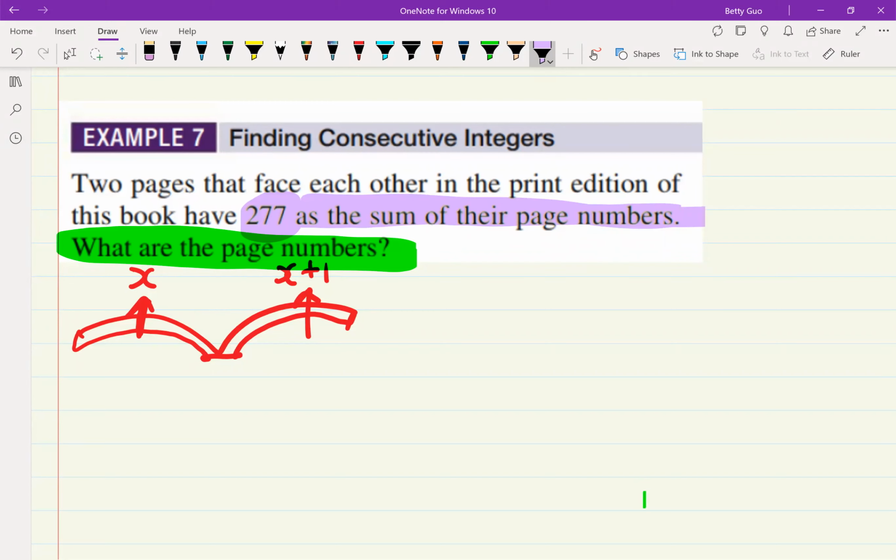And the two page numbers add up to 277. Does that mean x and x plus 1, if you add them together, should equal 277, right? Yeah, that's how you read it.